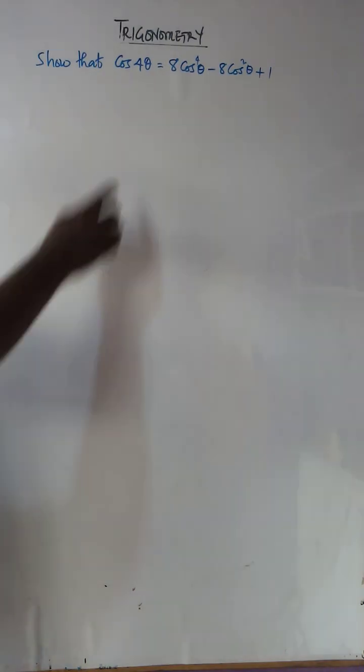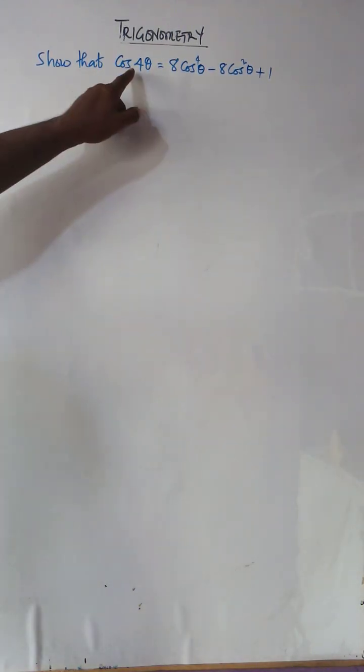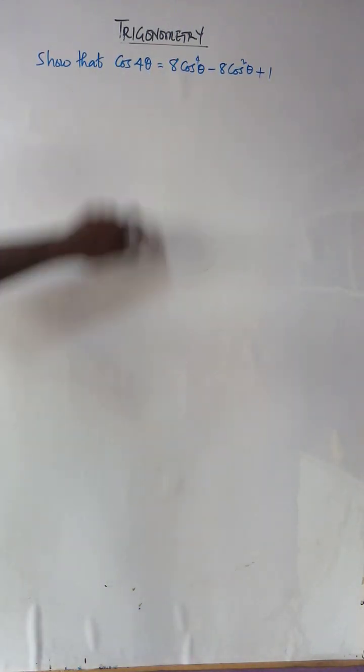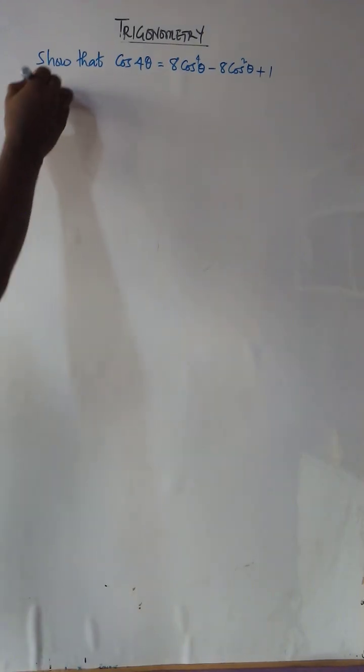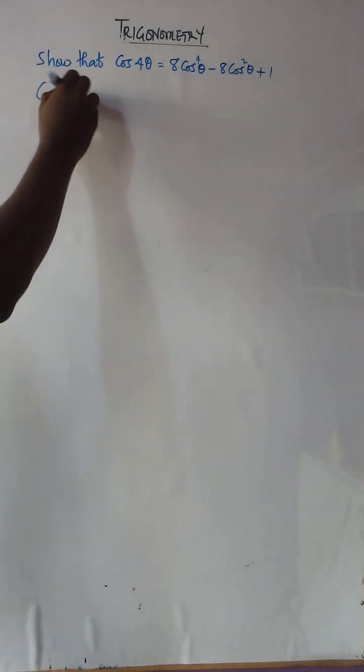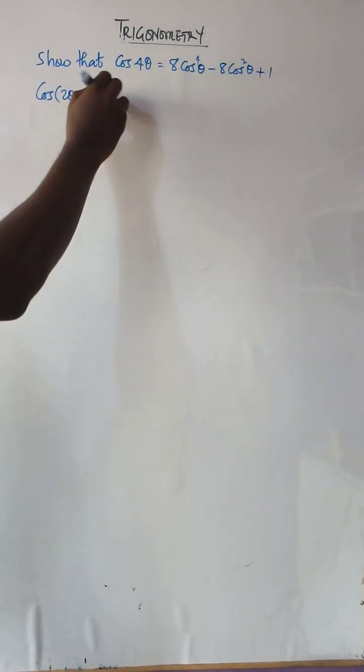Look at this question. We have to show that cos 4 theta is 8 cos to the power of 4 theta minus 8 cos square theta plus 1. How do we go about this? This is under compound angle. And what are we doing here? We are adding two angles. We can either use 2 theta plus 2 theta or 3 theta plus theta. But let's just use cos of 2 theta plus 2 theta.